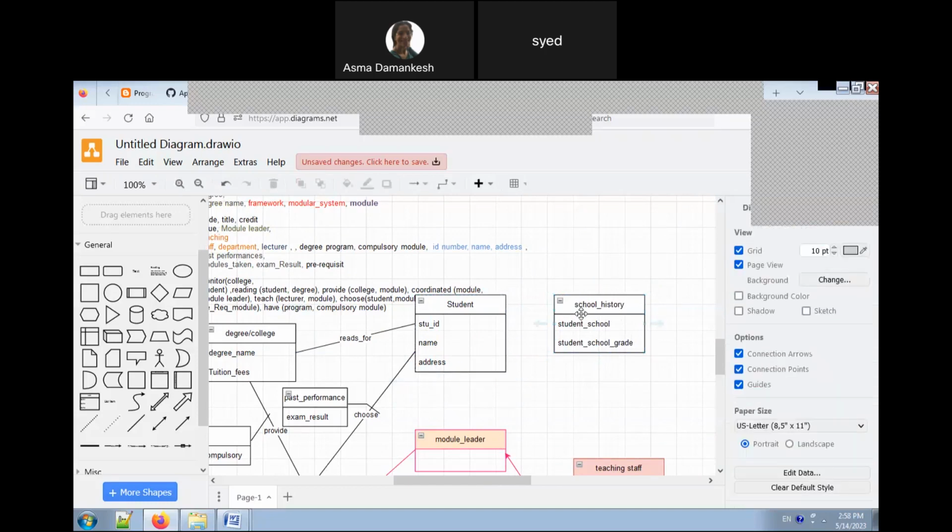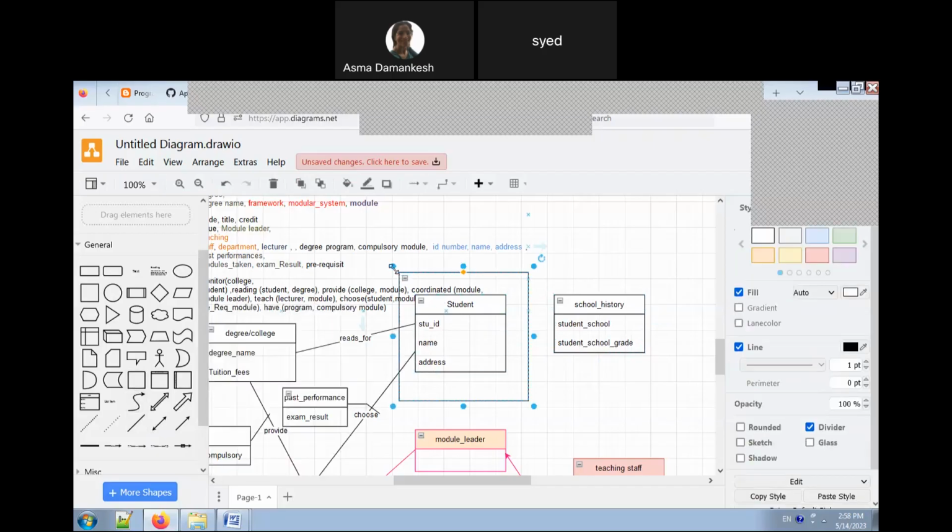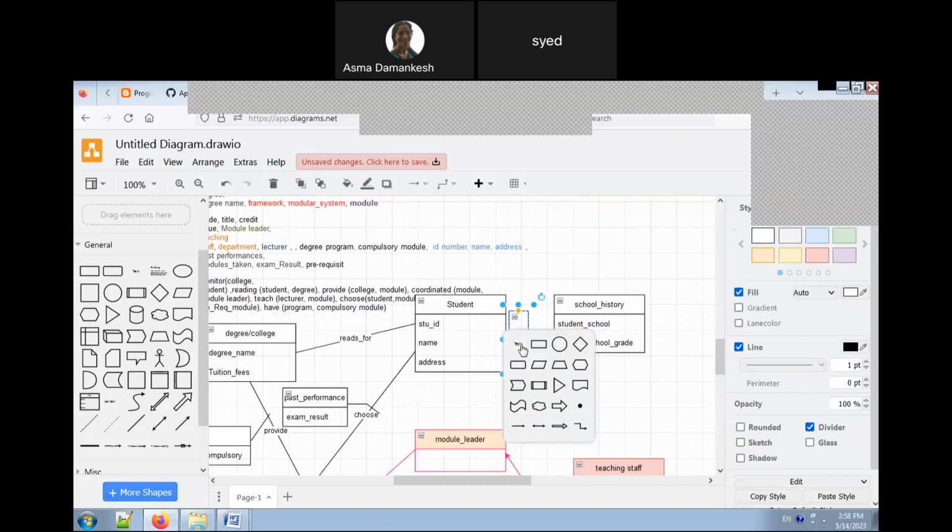Then how do I show that this was a set of attributes for this? That means if I delete this student, this should get deleted with it. If I update this student, this should get updated with it. The way to show that is by creating something called a weak entity. So a weak entity has a box like this.